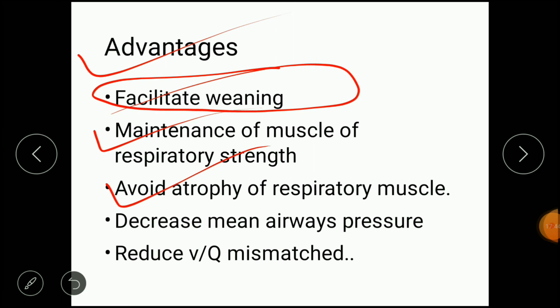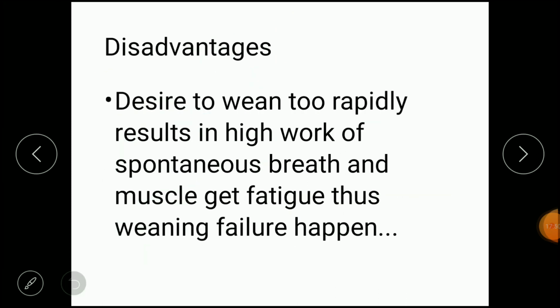Fourth, it decreases mean airway pressure and reduces ventilation and perfusion mismatch. Disadvantage: the desire to wean too rapidly results in high work of spontaneous breathing.